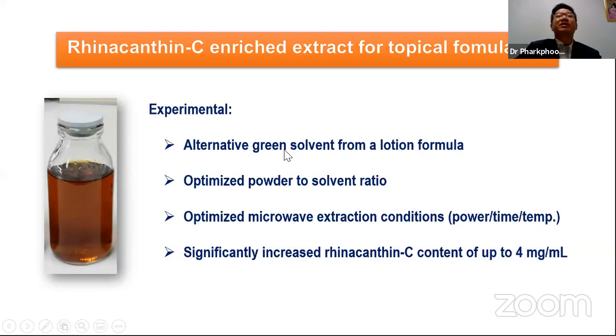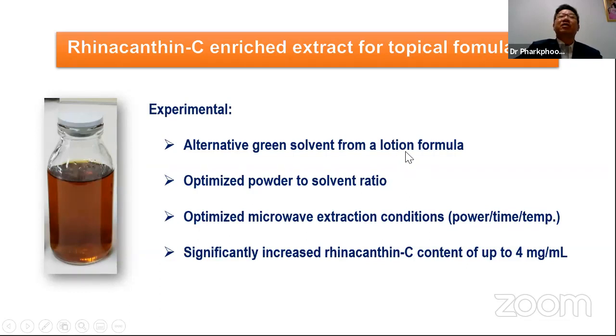We searched for an alternative green solvent. And I told you that ethanol is not allowed for product development, so we have to find an alternative green solvent. In this case, we use the solvent used in lotion formulas as the green solvent for extraction, and we use microwave for extraction. We have to optimize the conditions for microwave extraction, for example the electric power, the extraction time, the temperature, and the powder to solvent ratio.